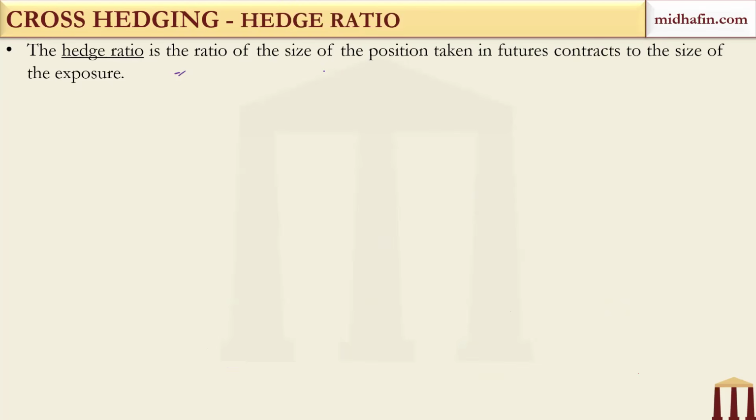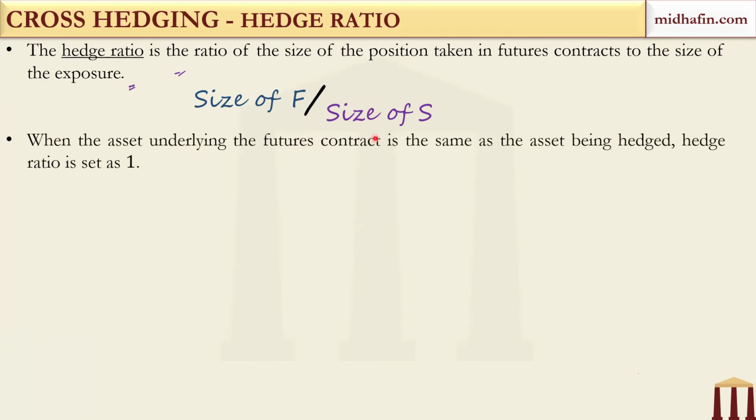What is hedge ratio? Hedge ratio is the size of the position taken in futures contracts to the size of the exposure. So size of futures divided by size of spot. Remember this. Don't get confused and don't remember the opposite. Sometimes I've seen candidates remembering it as size of spot versus size of futures.